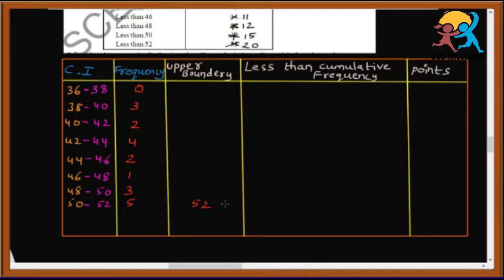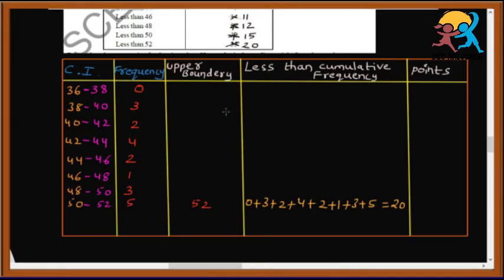these students. So now it will become 0 plus 3 plus 2 plus 4 plus 2 plus 1 plus 3 plus 5, that is equal to 8, 9, 11, 15, 17, 20. So it is 20. See the question. Less than 52 is 20 students. Yes, we got 20. So like this you have to fill all the data here.